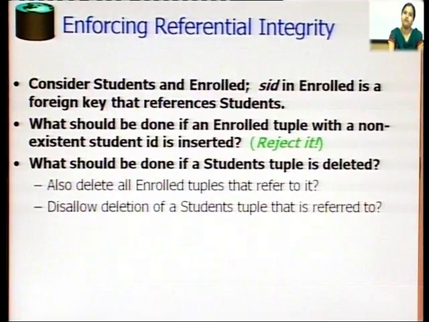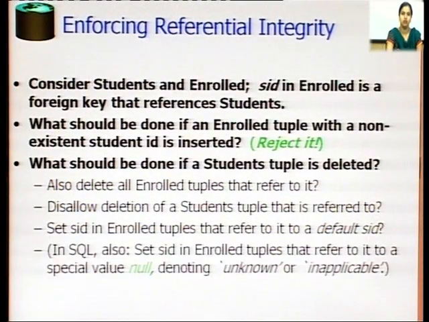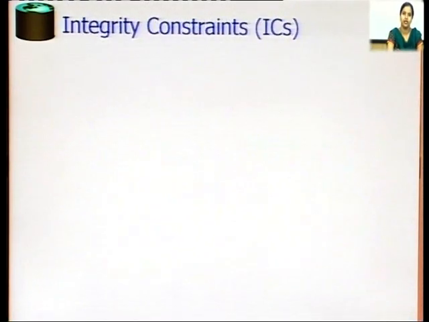So what should be done if a student tuple is deleted? Also delete all the enrolled tuples that refer to it, or disallow deletion of a student tuple that is referred to. Setting the CID in the enrolled tuple is very difficult to achieve. In SQL, the enrolled tuples that refer to it are set to special values: null or not applicable. A similar issue arises if the primary key of a student tuple is updated.